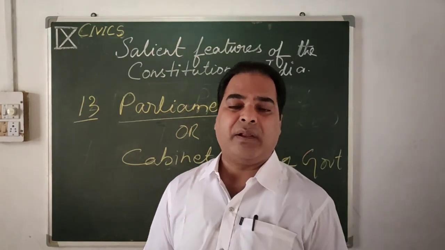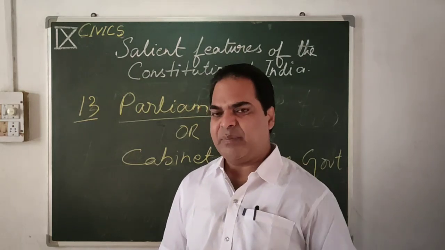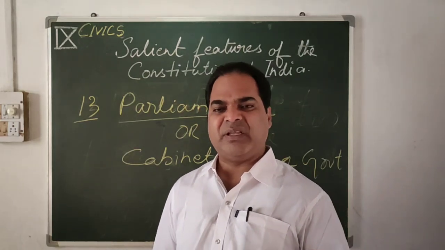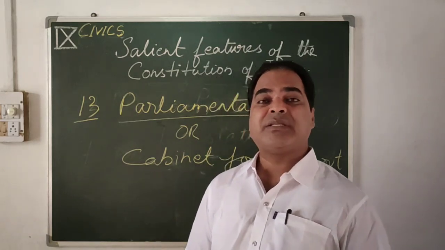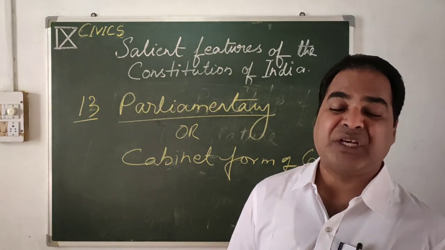So who is called cabinet? There are 3 categories of ministers. Number 1 we have is cabinet ministers. Number 2 state ministers. Number 3 deputy ministers. Cabinet ministers are those ministers who are given important portfolios. Important ministries are given to them.